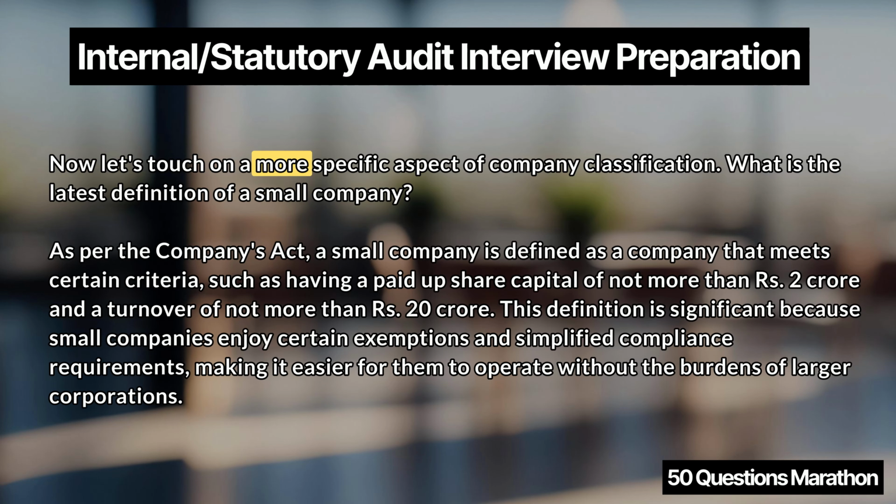Now let's touch on a more specific aspect of company classification. What is the latest definition of a small company? As per the Companies Act, a small company is defined as a company that meets certain criteria, such as having a paid-up share capital of not more than Rs 2 crore and a turnover of not more than Rs 20 crore. This definition is significant because small companies enjoy certain exemptions and simplified compliance requirements, making it easier for them to operate without the burdens of larger corporations.